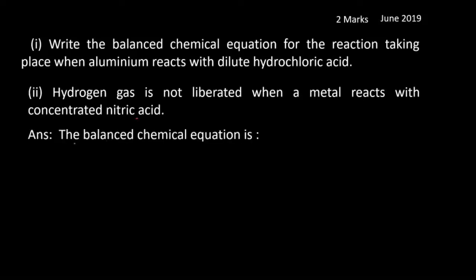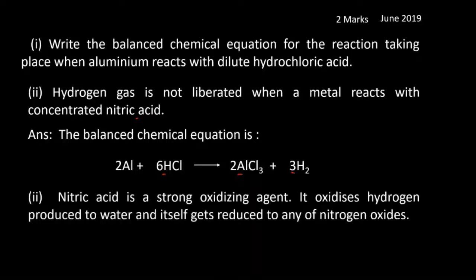Answer for the first question is the balanced chemical equation is 2Al plus 6HCl gives 2AlCl3 plus 3H2. Answer for the second question is nitric acid is a strong oxidizing agent. It oxidizes hydrogen produced to water and itself gets reduced to any of the nitrogen oxides.